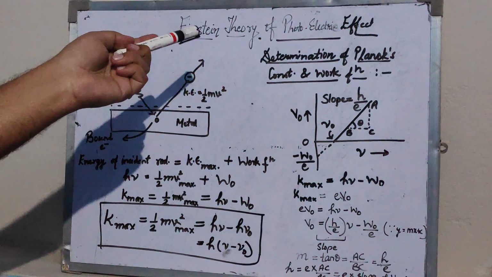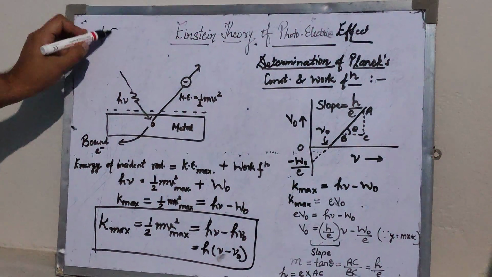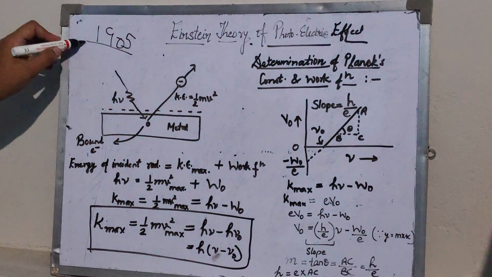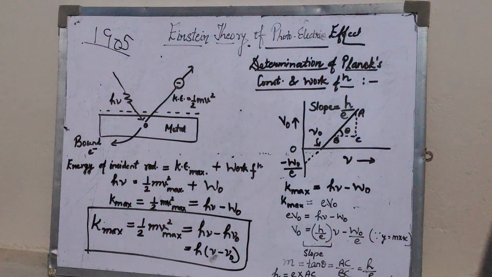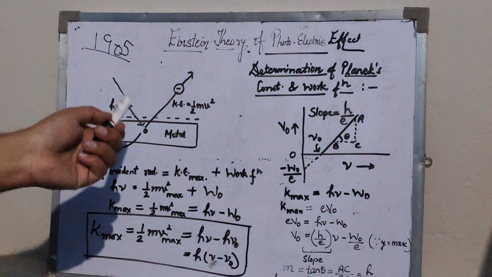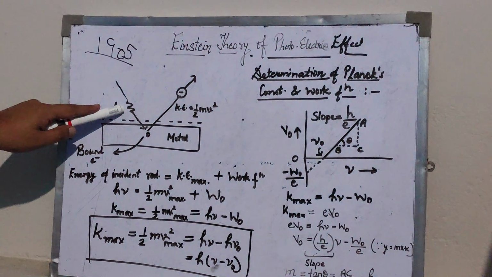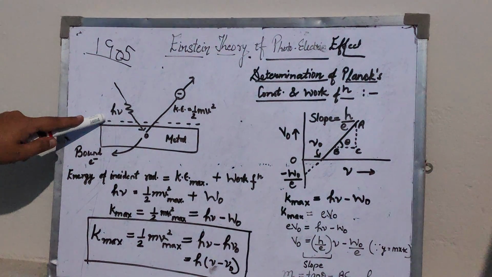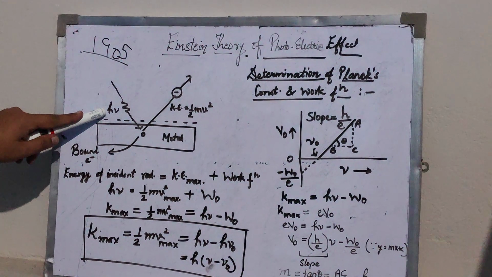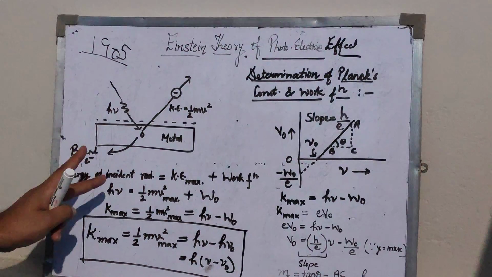Next topic we have Einstein's theory of the photoelectric effect. In 1905, Einstein explained the photoelectric effect on the basis of Planck's quantum theory, in which Einstein says radiation travels in the form of discrete photons, and the energy of a photon is represented by h nu, and photoelectric emission is the result of interaction of two particles. How two particles?